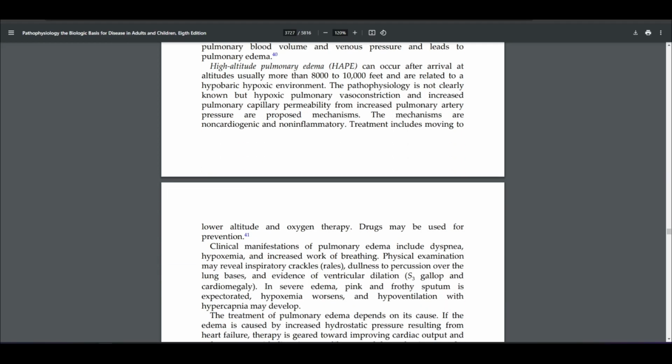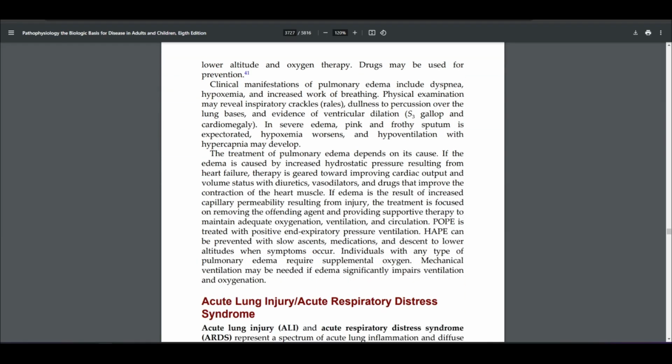High altitude pulmonary edema, HAPE, can occur after arrival at altitudes usually more than 8,000 to 10,000 feet and is related to the hypobaric hypoxic environment. The pathophysiology is not clearly known, but hypoxic pulmonary vasoconstriction and increased pulmonary capillary permeability from increased pulmonary artery pressure are the proposed mechanisms. The mechanisms are non-cardiogenic and non-inflammatory. Treatment includes moving to lower altitude and oxygen therapy. Drugs may be used for prevention.